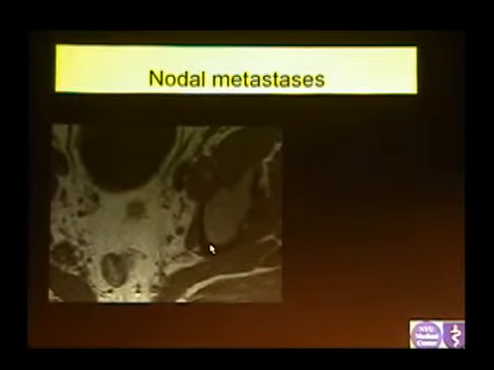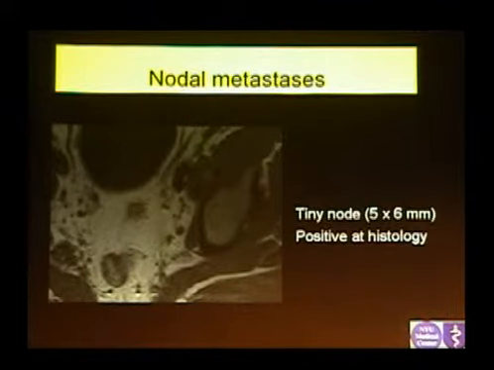This case I recently read, where there was some prostate cancer, kind of large volume, and there was this tiny node that I just specified in the body of the report. I didn't really call it suspicious, but it turned out to be positive at histology. It was like 5 millimeters, very small. So this is just to show you that the size criterion is not perfect, okay?